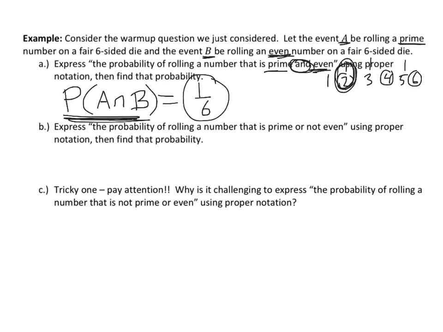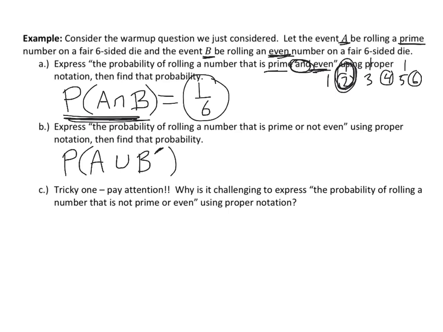So the probability of rolling a number that is prime or not even. So this would be the probability of being prime or, now not even, we have a notation for that, right? Our notation is that we use the complement notation that we learned last time, this sort of prime. Okay, so that's the notation that we would use.